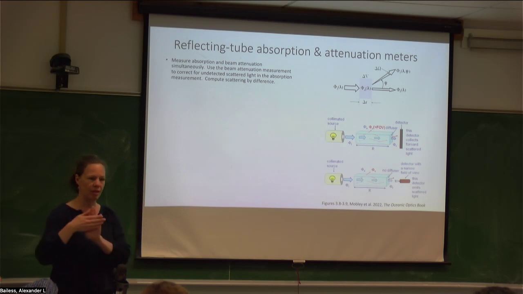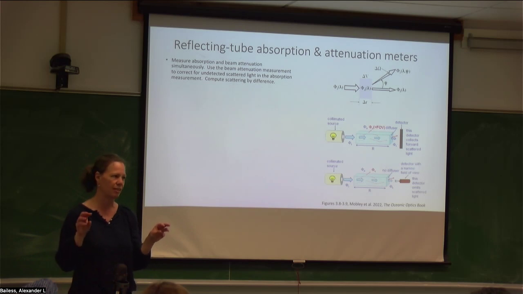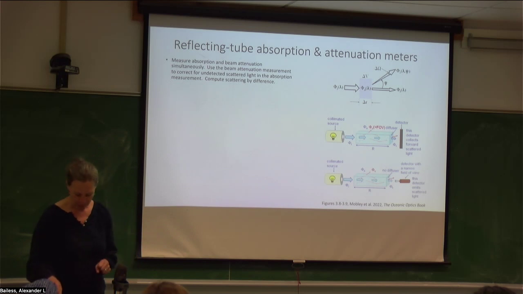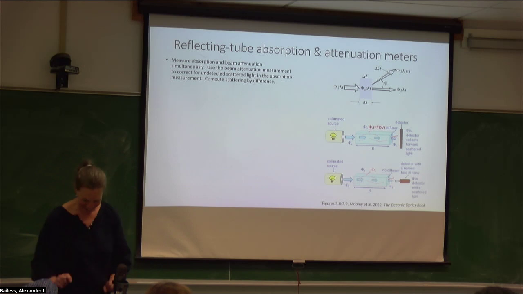And then the non-reflective path, we're just looking at the light that's transmitted, we're not collecting any of that scattered light. So the reflecting tube is giving you something that's related to the absorption coefficient. The non-reflecting parallel tube is giving you the beam attenuation coefficient. And I guess Wayne's going to tell you about A plus B equals C tomorrow. Yeah. But beam attenuation is the sum of absorption and scattering.